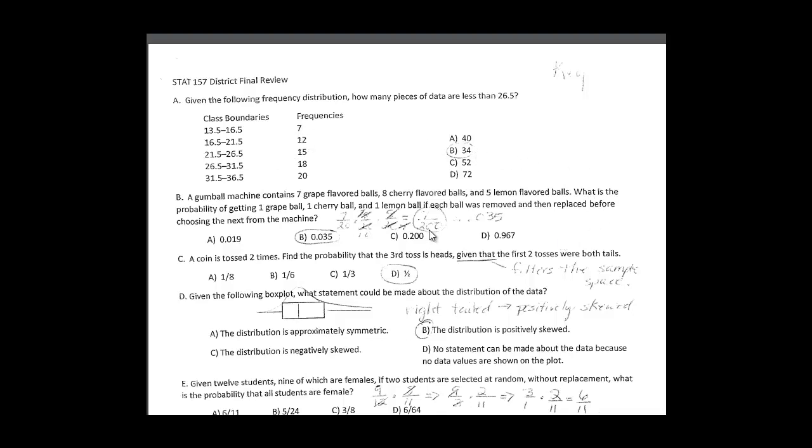Letter B here: a gumball machine contains 7 grape flavored balls, 8 cherry flavored, 5 lemon. What is the probability of getting 1 grape, 1 cherry, 1 lemon if each ball is removed and then replaced? This term, then replaced, is really important before choosing the next from the machine.